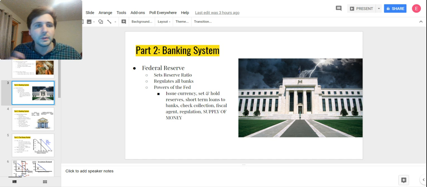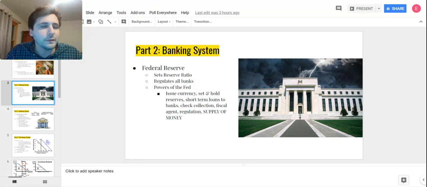They collect checks and make sure that banks that are clearing checks against each other, all that's tracked on the reserve level. They run the finances for the government, so they're their fiscal agent, collecting taxes. All that tax revenue is stored there. All of the purchases of weaponry and things like that are going through them. But the most important function, that's a lot of functions, is that they change the supply of money.